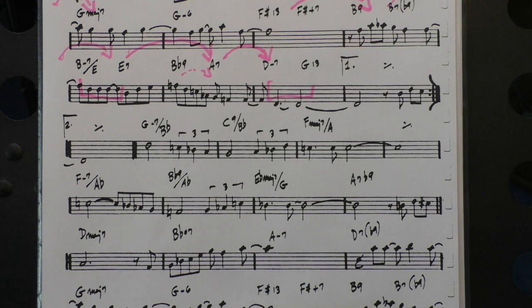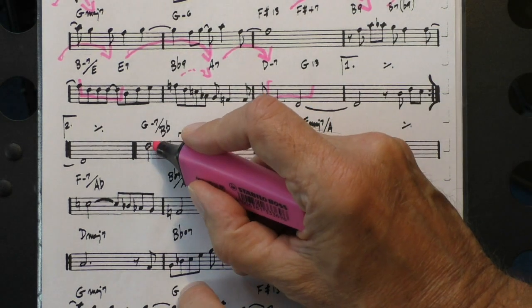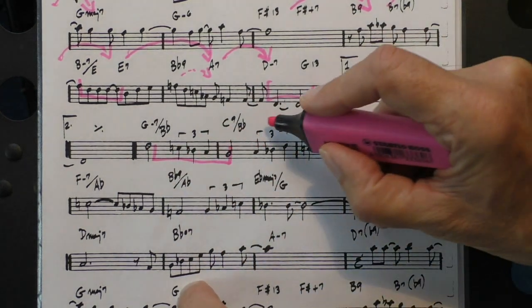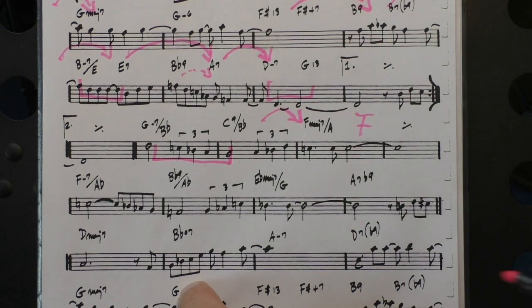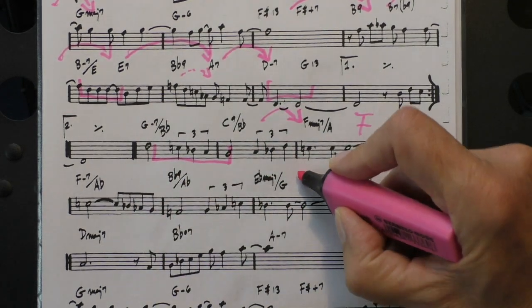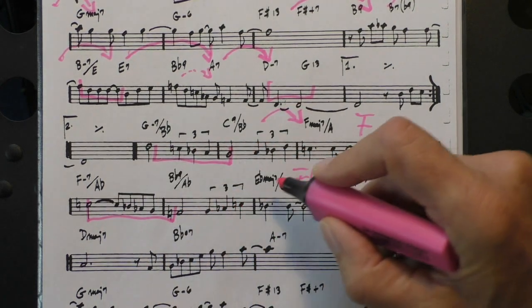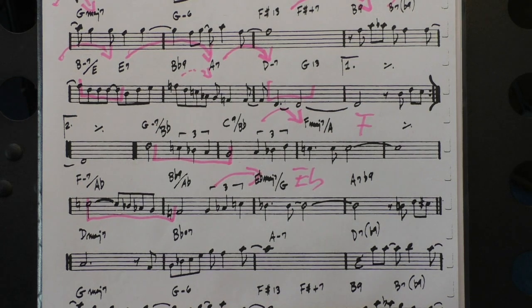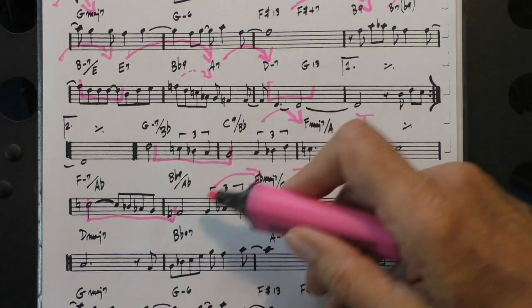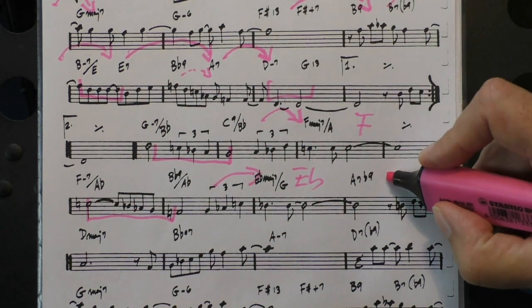Now let's look at the B section. That's pretty much straightforward. We modulate to the key of F, so that's a 2, 5, 1. We're in the key of F here. And now we modulate to the key of E flat: 2, 5, 1. Very straightforward. That's Dorian, Mixolydian, Ionian. Dorian, Mixolydian, Ionian.